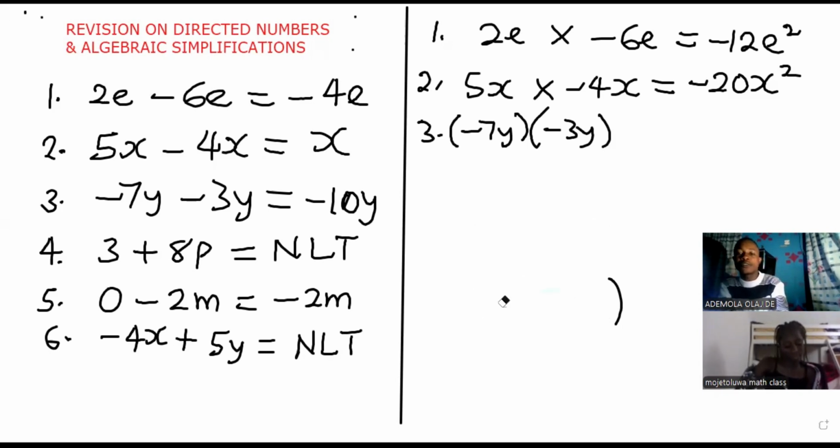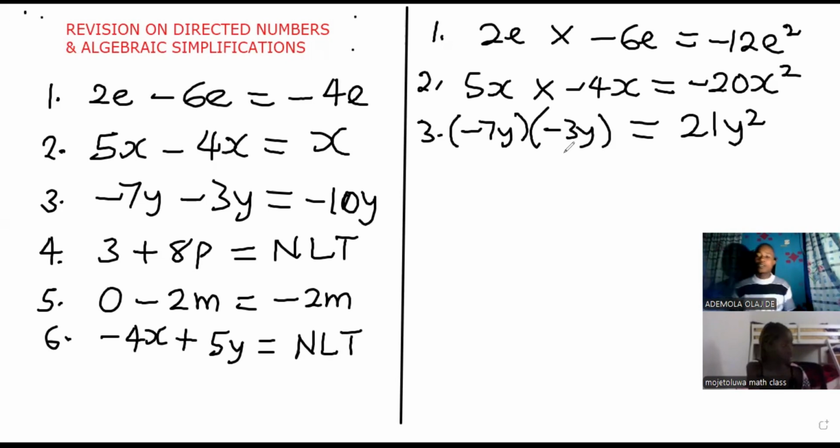So what do we have there? Negative 7y to multiply negative 3y. So our answer is going to be positive 21y squared. Positive 21y squared. That is correct.